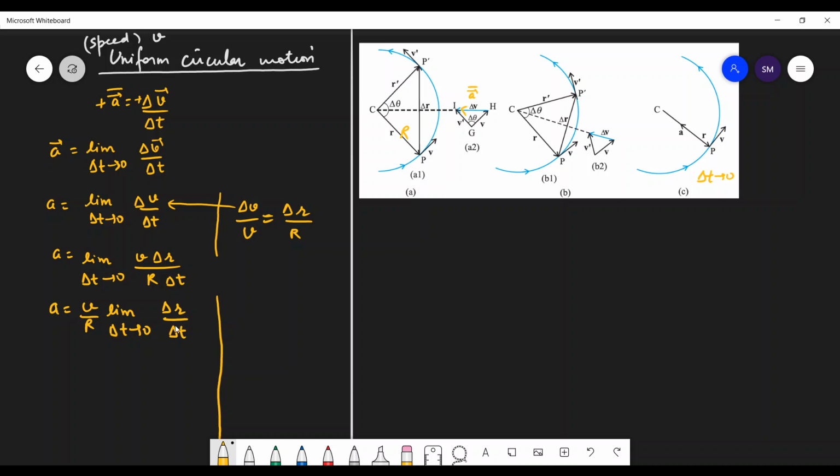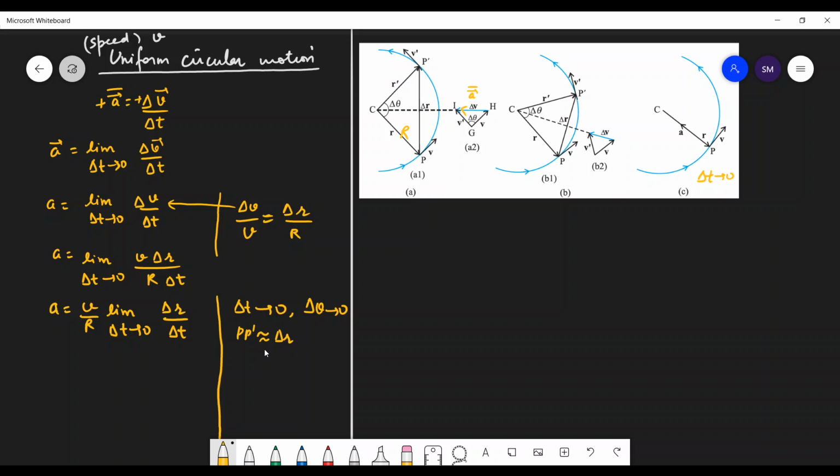Now what is the value of this delta R by delta T? We can see here that as delta T tends to 0, delta theta will also tend to 0, and this P dash will come very near to P. So this arc PP dash will become a line segment delta R, nearly equal to delta R. These are the assumptions that we take in physics when we go very near to the circle. This arc behaves as a straight line.